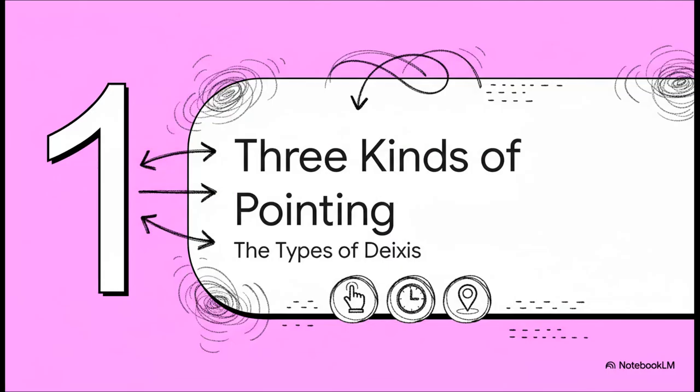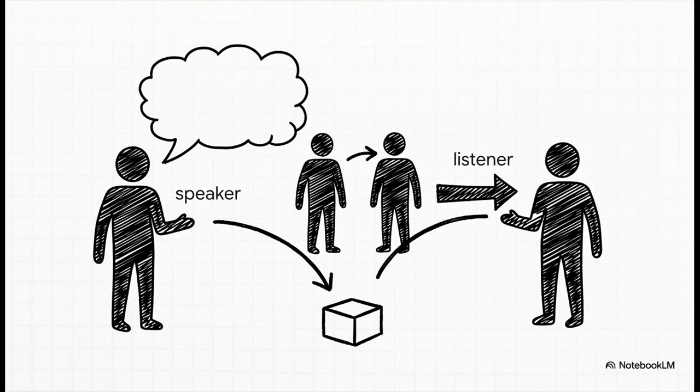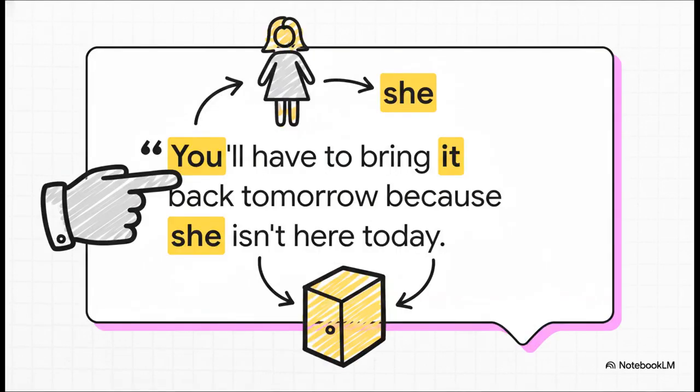Well, it turns out there are three main ways we point with language, and we can use our original sentence to see every single one of them in action. First up is person deixis. Now, this is the one you're probably most familiar with, even if you didn't know its name. It's how we point to the people and things involved in a conversation. Think pronouns. So if we look back at our sentence, you is pointing to the listener, she is pointing to some other person, and it is pointing to an object. All of them are totally dependent on the context of who is talking to whom.